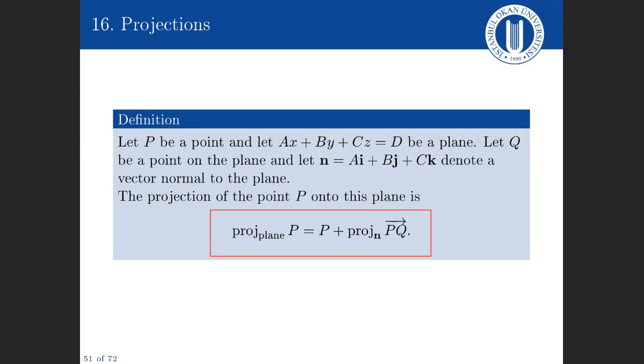So what do we need if we're going to do a question like this? We're going to need a vector N, which is normal to the plane, and we're going to need a vector Q in the plane.